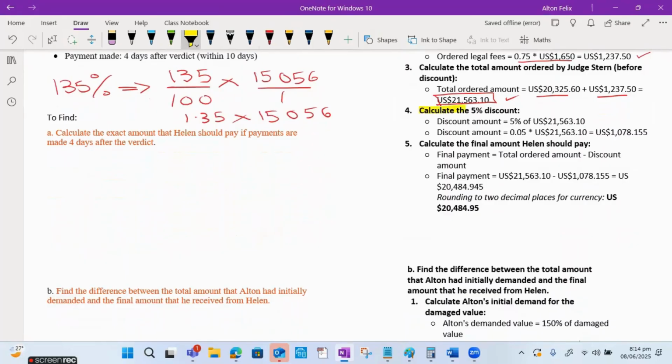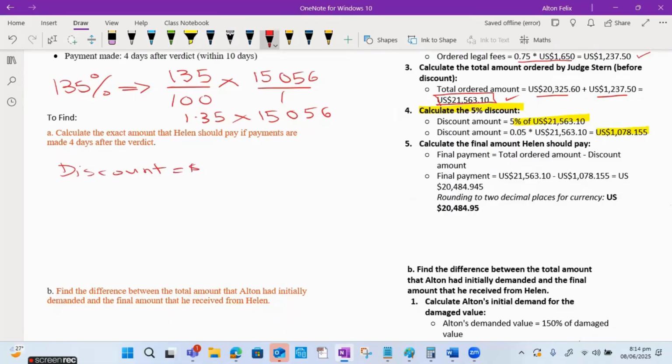Let's calculate that discount. So 5% of the total amount gives us the discount of $1,078 and about 16 cents. So that is one way of working out our discount. I'm going to just use here for the working.